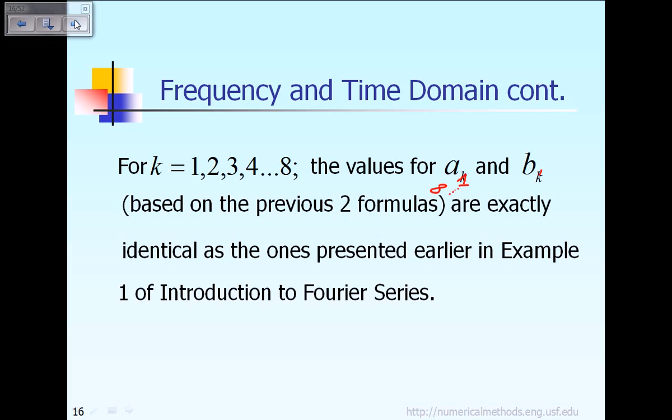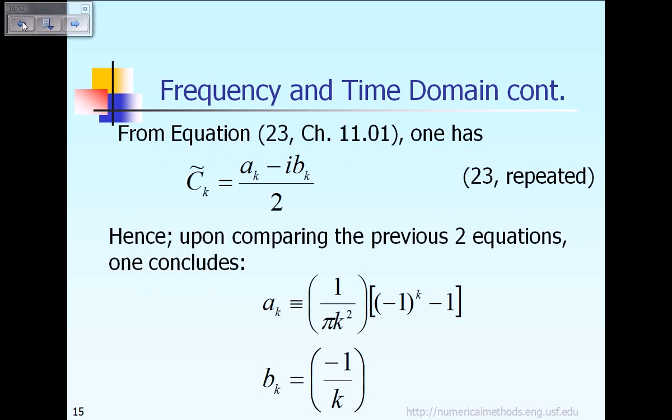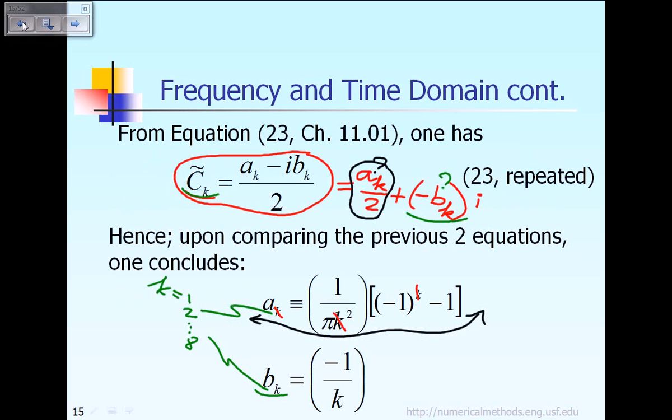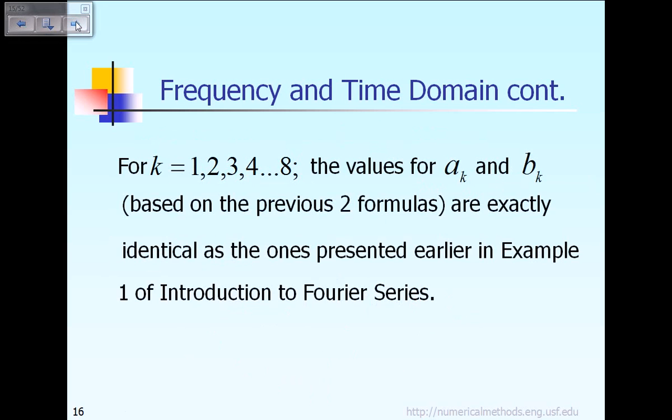bk, where k goes from 1, 2, all the way to 8. And these a1 up to a8 that you calculated based on the previous formula that I showed you right here, a sub k, b sub k, the answer you got will be exactly the same, identical, as we presented to you in my earlier lecture when we talked about Fourier series coefficients. In fact, that was example number 1 that I talked to you about earlier.